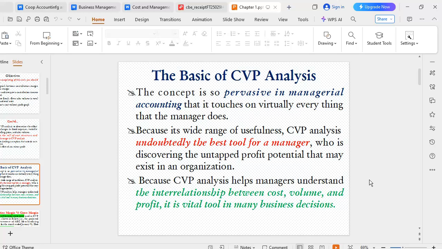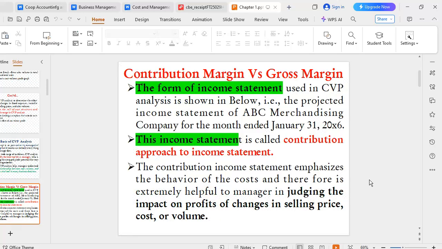In every business decision, it is very important, a crucial tool for every business enterprise. Then we see the difference between contribution margin versus gross margin, in the form of income statement used in CVP analysis shown below. We will see the projected income statement of ABC Merchandising Company for the month ended January 31, 2016 as an example.